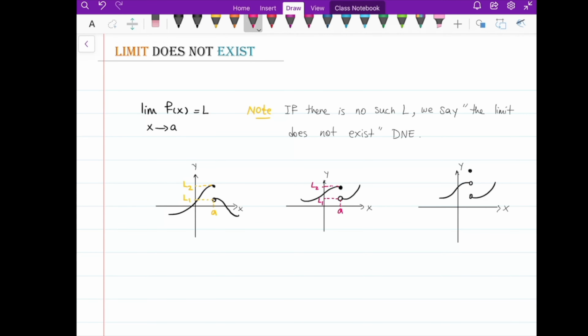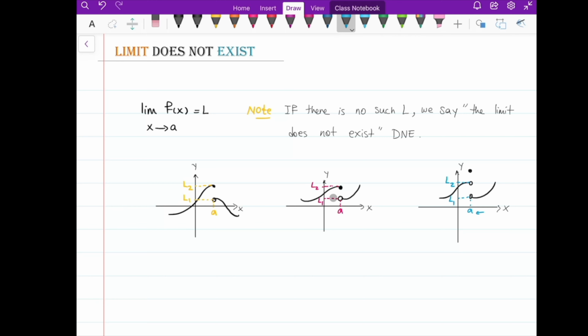And the last one, like this one, if this is the point A and x is approaching A from the right, as you see, the value of the function would be L1. And if x is approaching A from the left, then we are getting closer and closer to L2. And the value of the function at A is not even important, as you see.